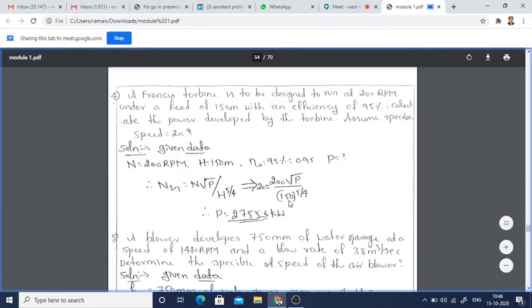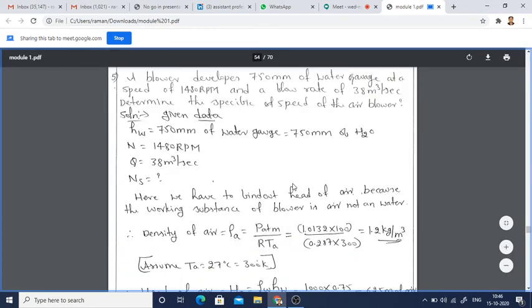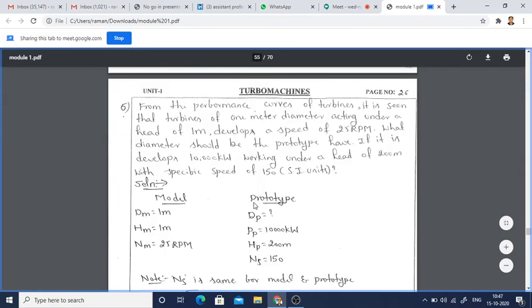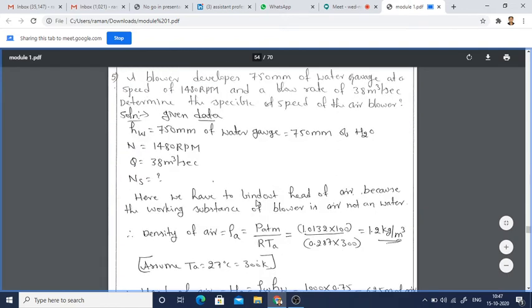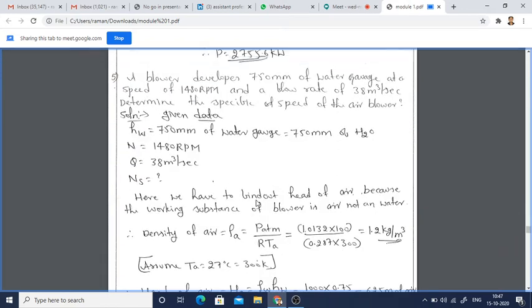Last problem for today's class. Just go with the fifth one. A blower develops 750 mm of water gauge at a speed of 1480 rpm and a flow rate of 38 meter cube per second. Determine the specific speed of the air blower.